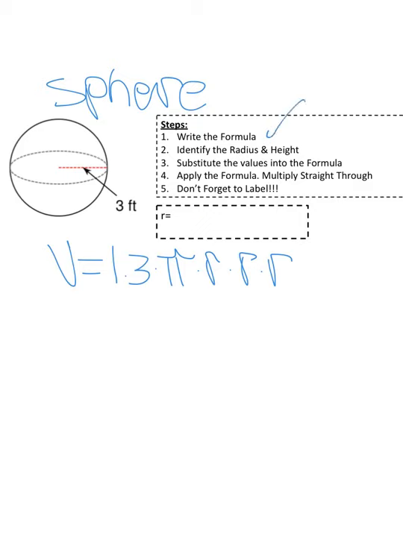And then step 2, we need to actually just identify the radius. So we don't need to identify the height. And that's pretty straightforward. Remember, the radius is from the edge to the center. So it's going to be 3 feet is our radius.